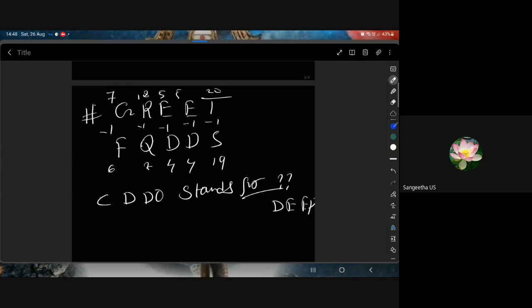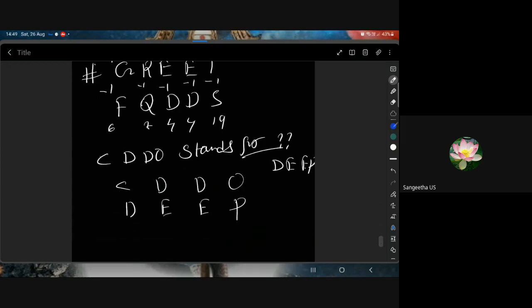So the question is reverse. CWDO stands for which word? So CWDO, it will be plus one. C means D, W means X, D means E, then O, P, Q, R, S, T. So these are the coding of letters.